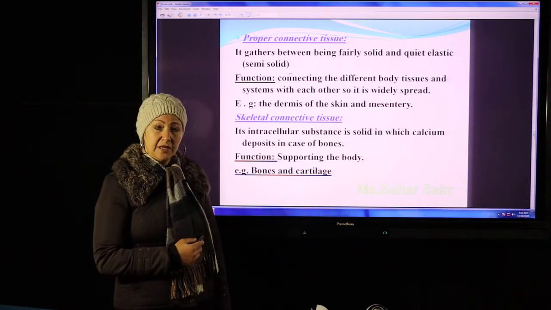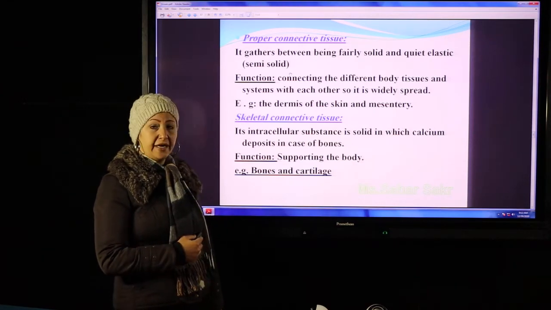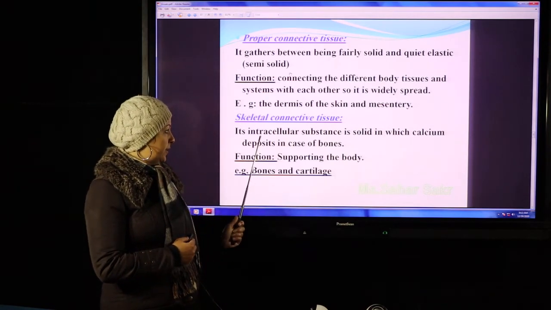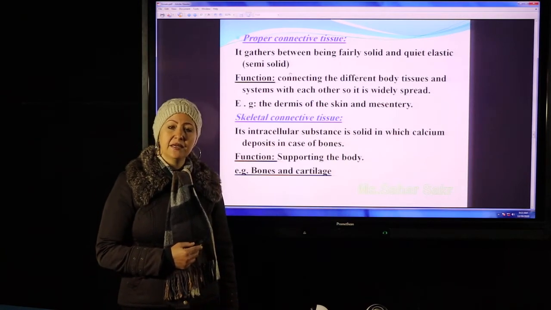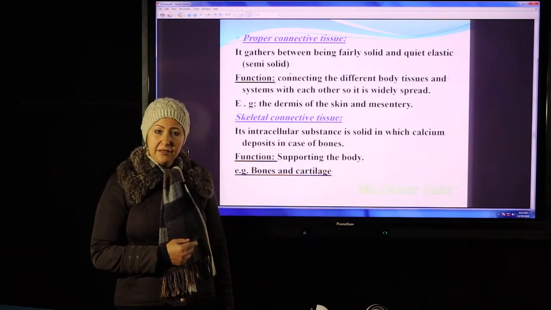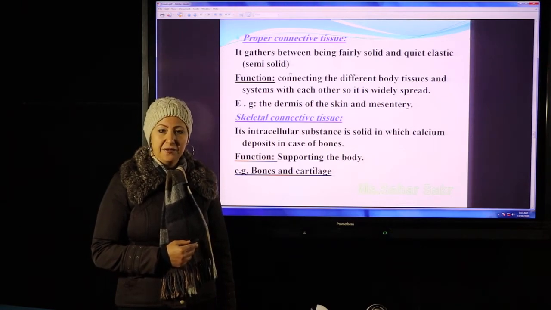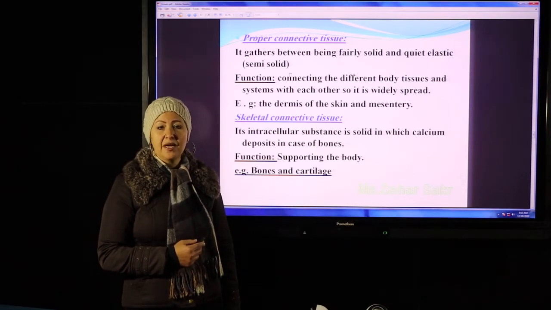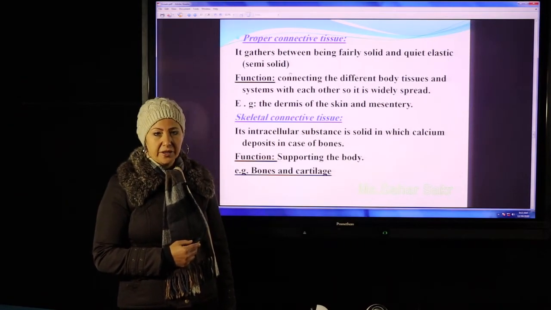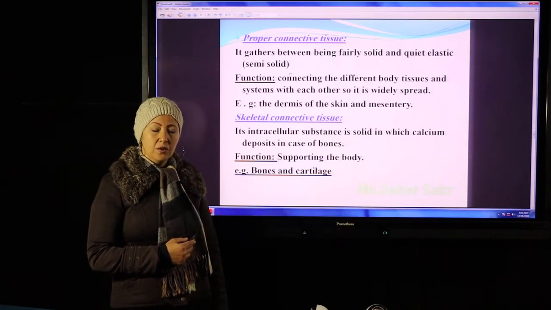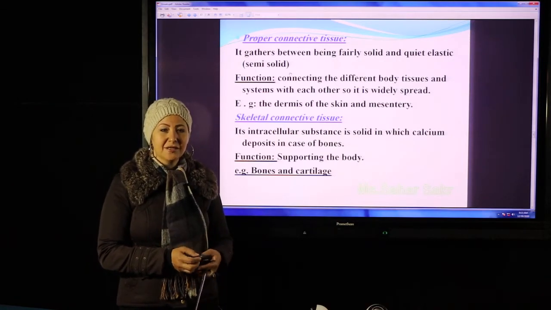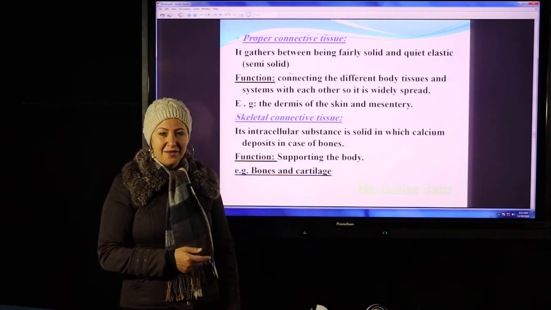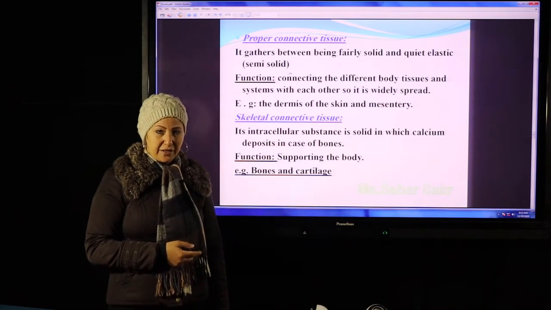So the function of this type of tissue, the proper connective tissue, is connection between different parts of the body. About the second type of the connective tissue, the skeletal connective tissue. The skeletal, because it is related with the skeleton, consists of bones and cartilage. Bones and cartilage. Okay? What are the bones? All of us know what the bones are. This is a bone. Okay? But this is a cartilage at the tip of the nose. Okay, so we have a big difference between the bone and the cartilage.